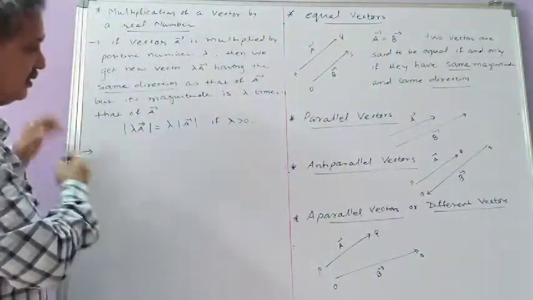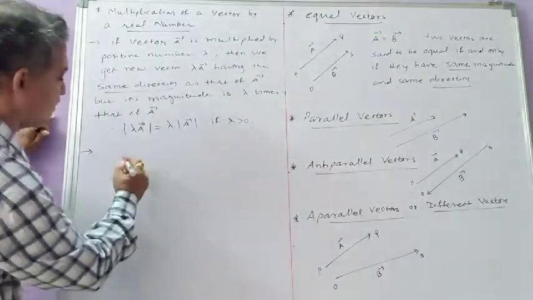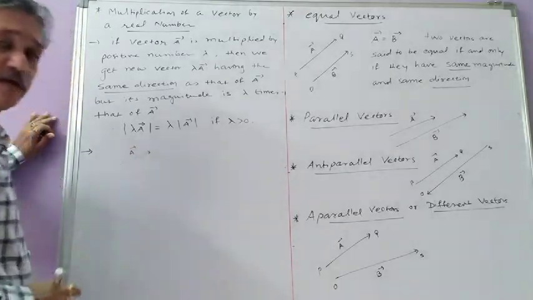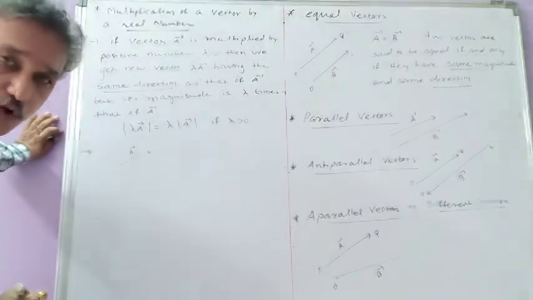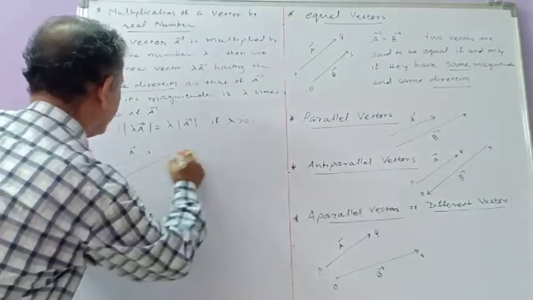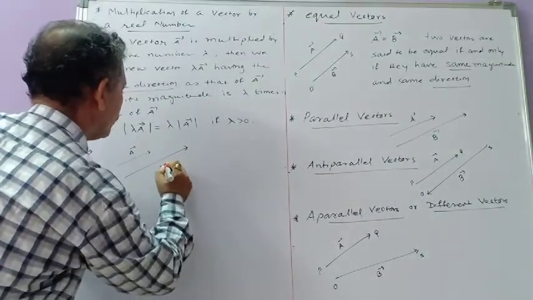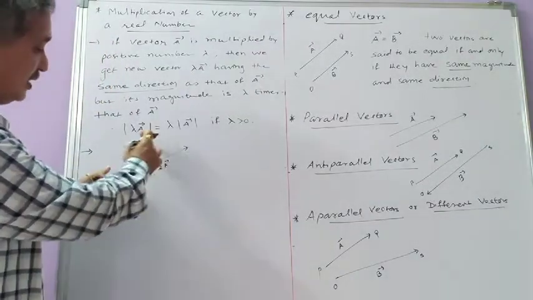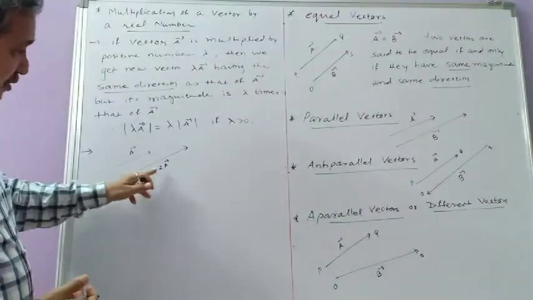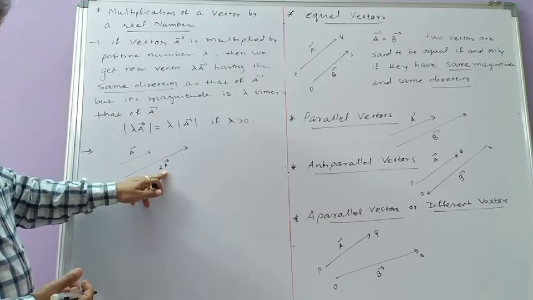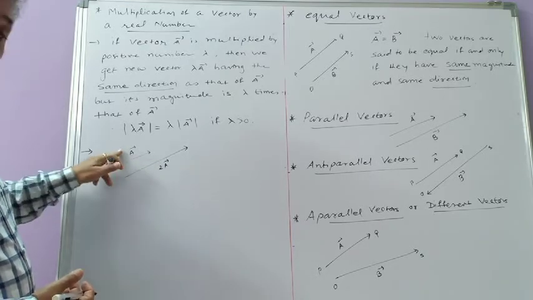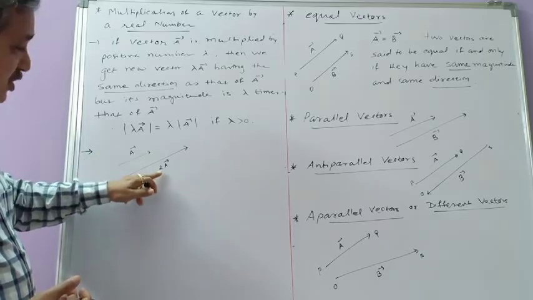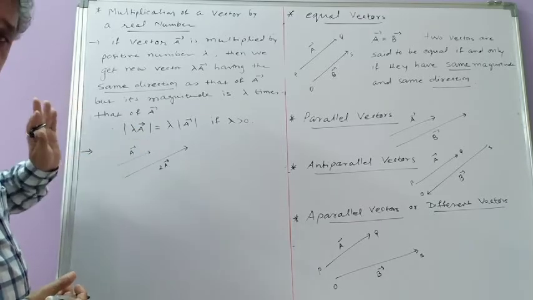So this can be understood like this. If I see this is a vector A, and this vector A is multiplied by the number 2, then you will get vector 2A. How much will be the length? Double that of vector A. So such a vector 2A is double that of vector A, having the same direction as vector A, but its magnitude is 2 times that of vector A, like that.